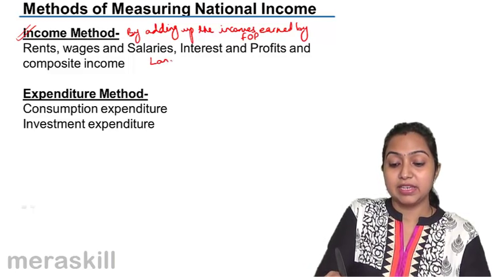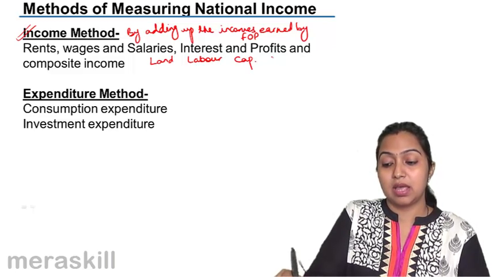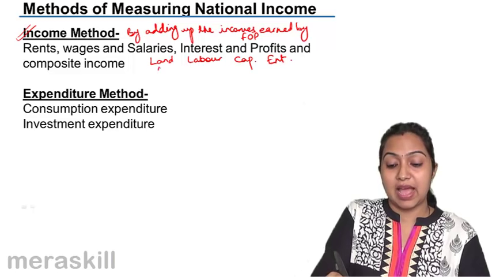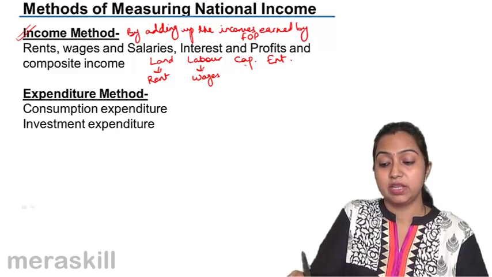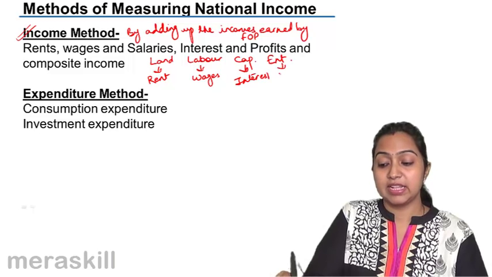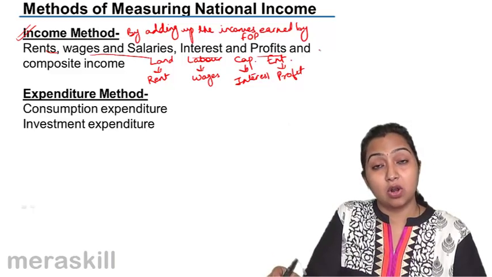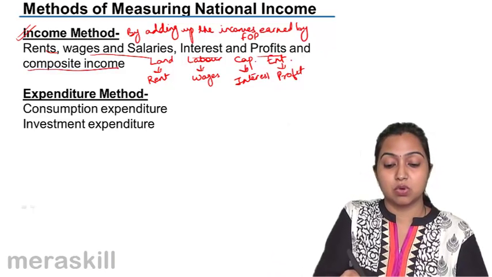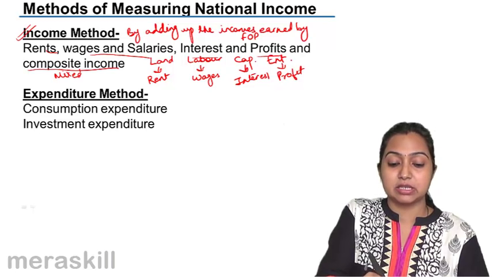namely land, labor, capital, and entrepreneur. Land gets rent, labor gets wages or salary, capital gets interest, and entrepreneur gets profit. So rents, wages and salaries, interest and profits. And along with this, composite income also. What is composite income? It is also known as mixed income.